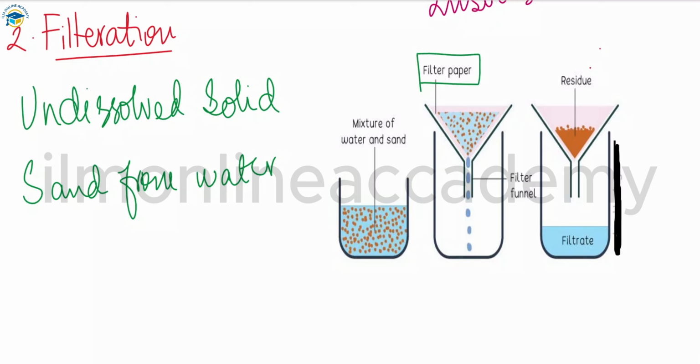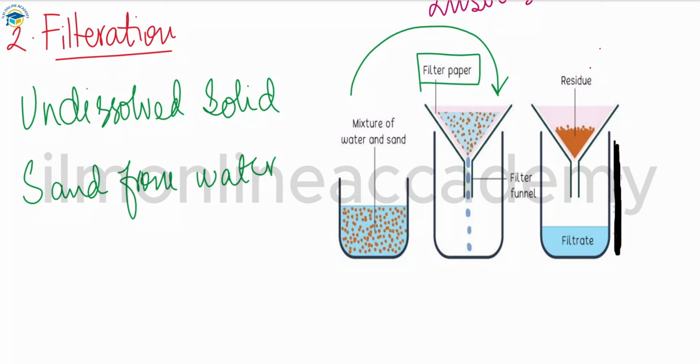So you have to place the funnel above another beaker, and you have to add in this filter paper and the mixture of the water and the sand particles that are present in another beaker. The filter paper will allow only the small liquid particles to pass through as the filtrate, and the solid particles that are too large to pass through the filter paper will stay behind on the filter paper.